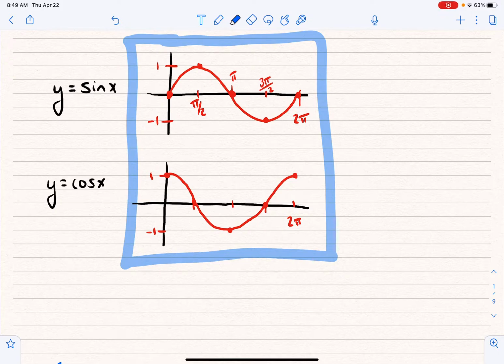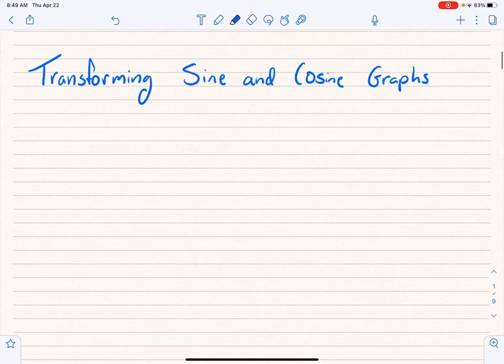All right, hopefully your drawings look about like mine, and hopefully with a little bit of practice, they might begin to look a little bit better than mine, okay? So now what we're gonna do is talk about how to transform these sine and cosine graphs, okay?